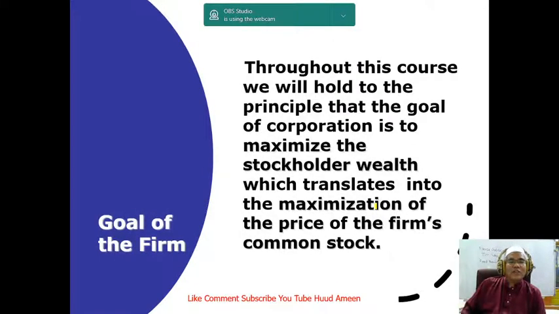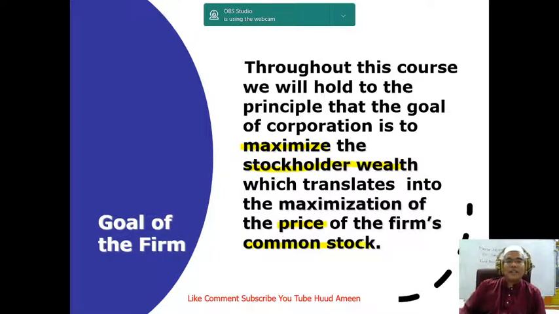And then what is the goal of the firm? What actually is the goal of the firm, the mission of the firm? All the financial books refer to it, and the goal of the firm is slightly the same. Throughout the course, we will hold to the principle that the goal of the corporation is to maximize the stockholder wealth, which translates into the maximization of the price of the firm's common stock.